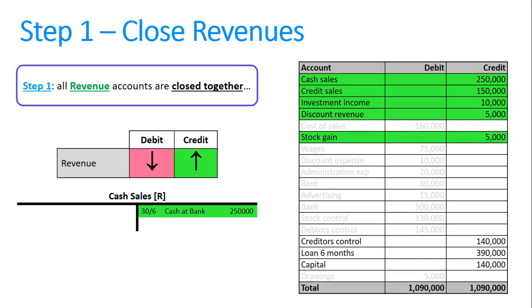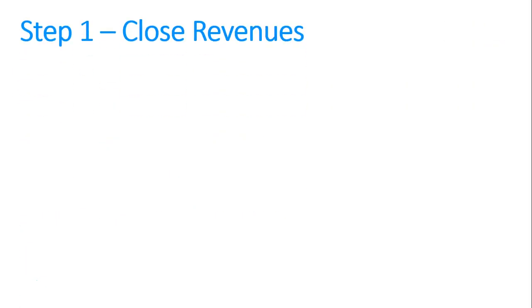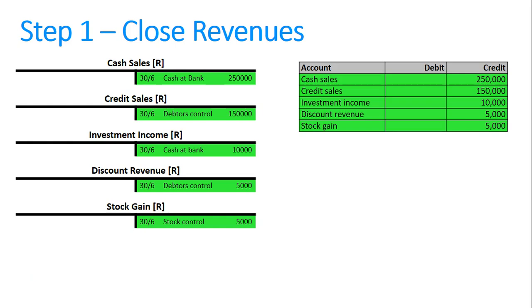And then that leaves us with 3 at the bottom. Creditors' control is not a revenue, it's just a liability. Likewise, so is a loan. And capital is a representation of the owner's equity of the business. It's not a revenue. So all we have are the 5 revenue accounts in green. Step 1 says, close those. What does that look like?